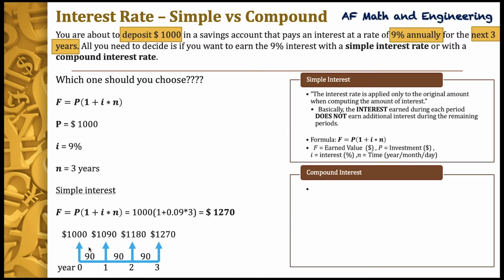Every year, I will receive $90. First year, $90. Second year, $90. Third year, $90. And that's how, at the end of the 3 years, I will be left with this amount. And that's basically the definition of simple interest.